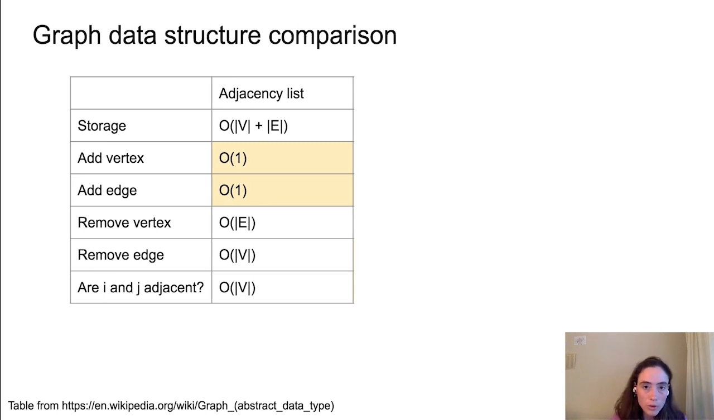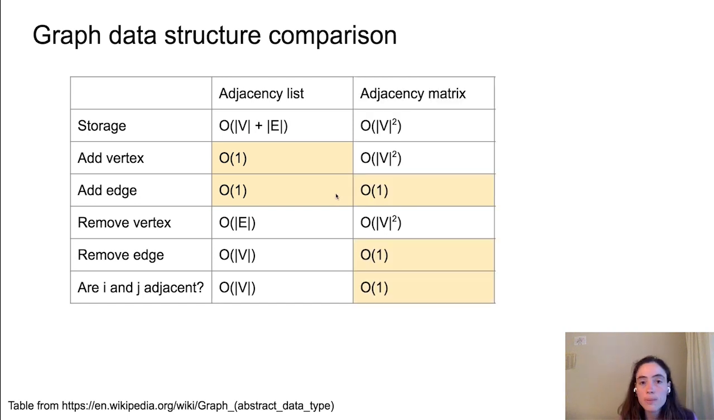We can remove a vertex in about order the number of edges time, and remove an edge in about order of the number of vertices time. And if we want to check whether two vertices i and j are adjacent, that takes time on the order of the number of vertices.